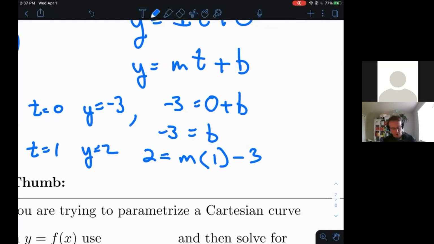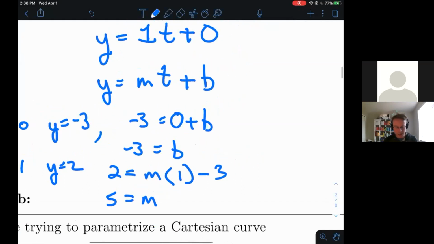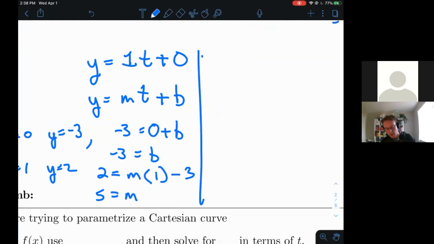So we can go ahead and maybe rearrange, and we get what? 5 is equal to m. So a good linear equation to try would be y is equal to 5t minus 3. And double check, if you plug in 0, you get out -3. And if you plug in 1, you get out 2. So this is a good parameterization for y, right? Because it matches up these t values and y values.